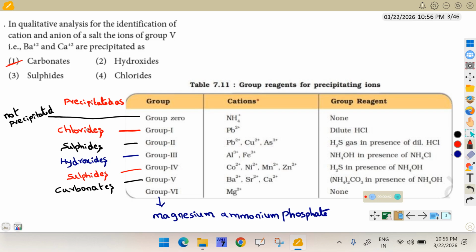Group 1 ions are precipitated as chlorides. Group 2 are precipitated as sulfides. Group 3 are precipitated as hydroxides. Group 4 are precipitated as sulfides. Group 5 are precipitated as carbonates. Group 6 are precipitated as magnesium ammonium phosphate.